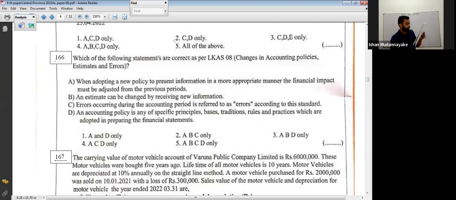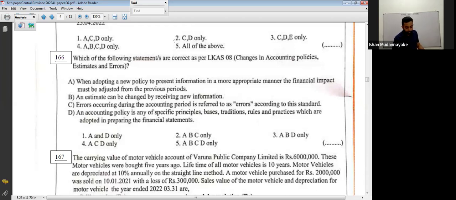A, when adopting a new policy to present information in a more appropriate manner, the financial impact must be adjusted from the previous period. B, an estimate can be changed by receiving new information. C, errors occurring during the accounting period are referred to as errors according to this standard. D, an accounting policy is any specific principle, basis, traditions, rules, and practices adopted in preparing financial statements.